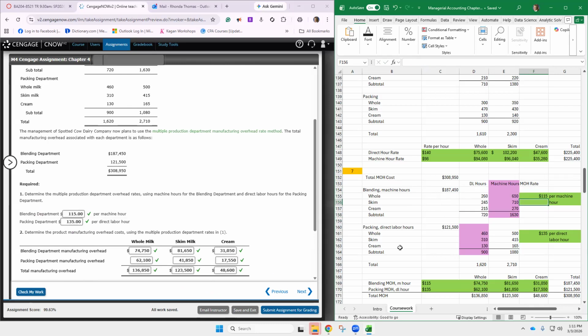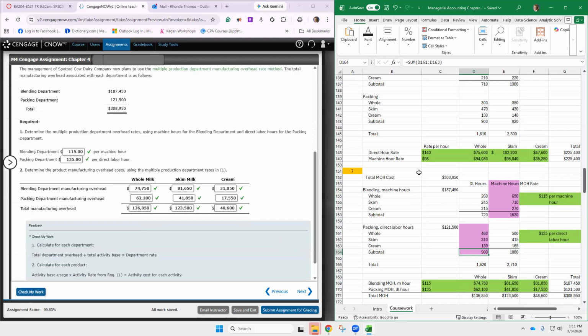Okay, now let's go to packing. Packing uses direct labor hours. So here we're going to use these three, which add up to 900. So 121,500 divided by 900 gives you an hourly rate of $135 an hour.